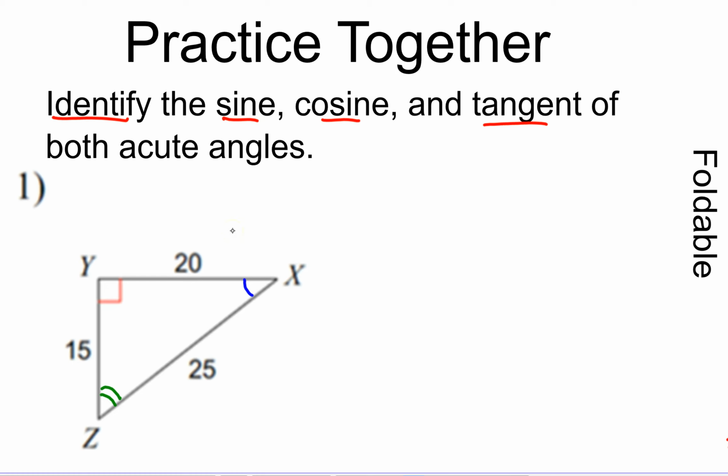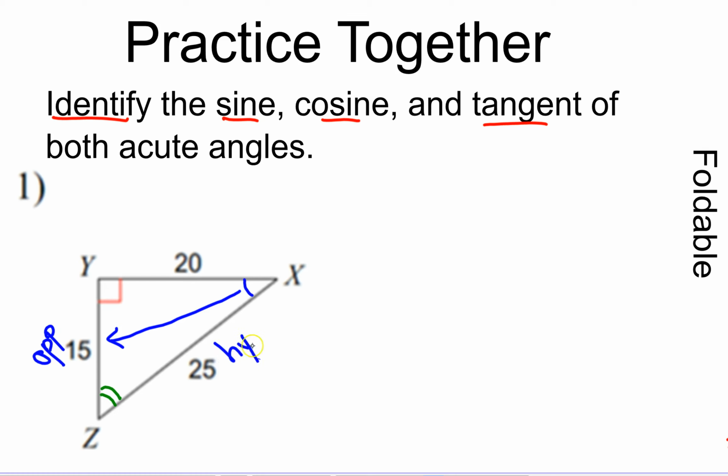So what I would do is start with one angle and then work our way to the other angle. So let's start with angle X. If I want to identify sine, cosine, and tangent, the first thing I need to do is identify my sides using that basic skill of identifying the opposite, adjacent, and hypotenuse. So I'm going to come over here. From X, 15 is my opposite.